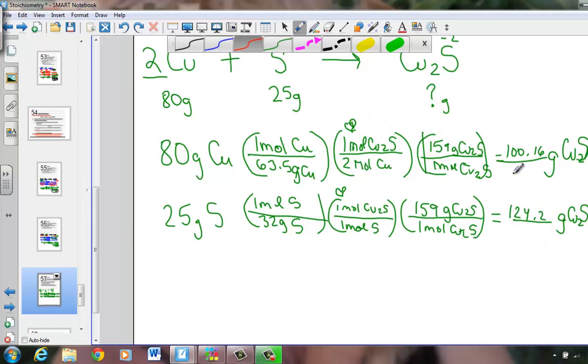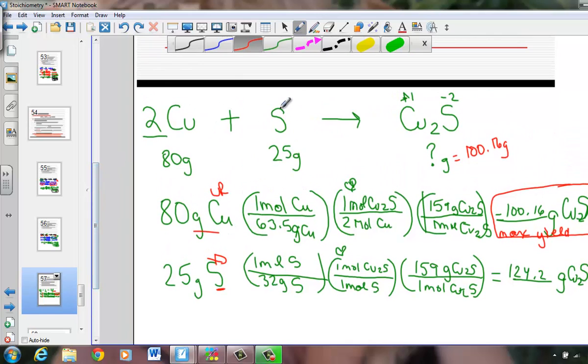Compare those two. These are your product. What is the maximum yield of product? Well, obviously it's the smaller of your two answers. The maximum yield is the smaller of my two calculated answers. Maximum yield of product is 100.16 grams. And therefore, copper must have been the limiting reagent. Even though it weighed more, it actually got consumed, leaving excess amounts of sulfur. If copper is the limiting, that makes sulfur the excess reagent. Remember, reagents, another word is reactant.